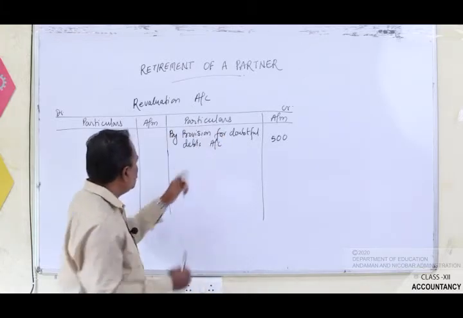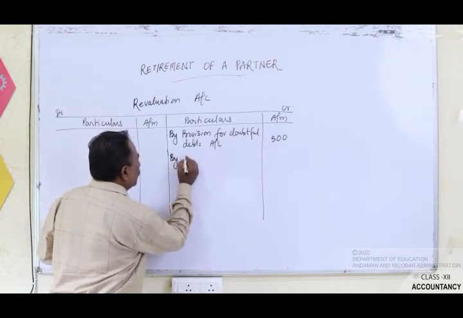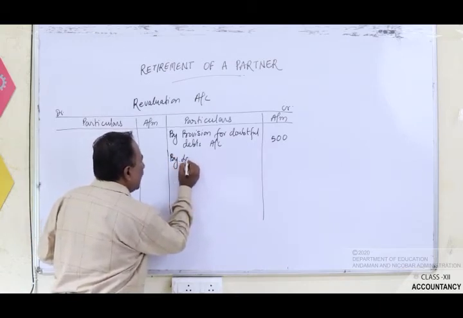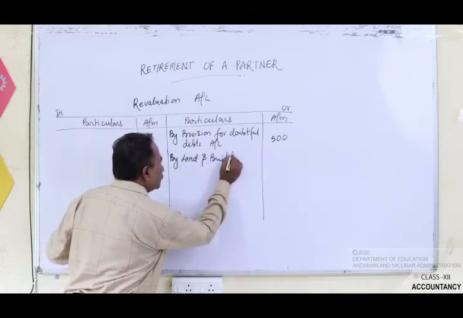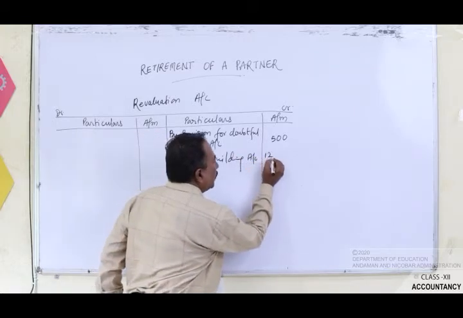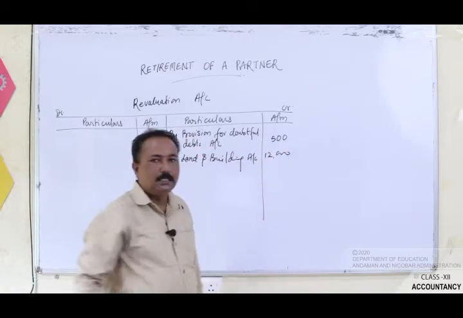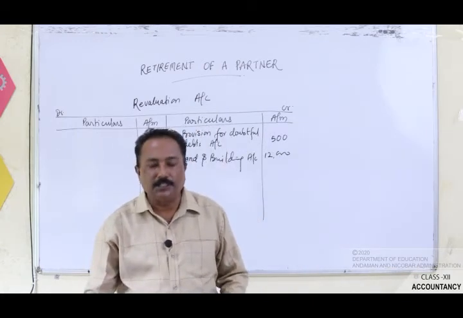Now, we will post that on the credit side of revaluation account. What we will write down? By land and building account, and the amount that will be recorded here will be rupees 12,000. Now, let us pass on to the next additional information.